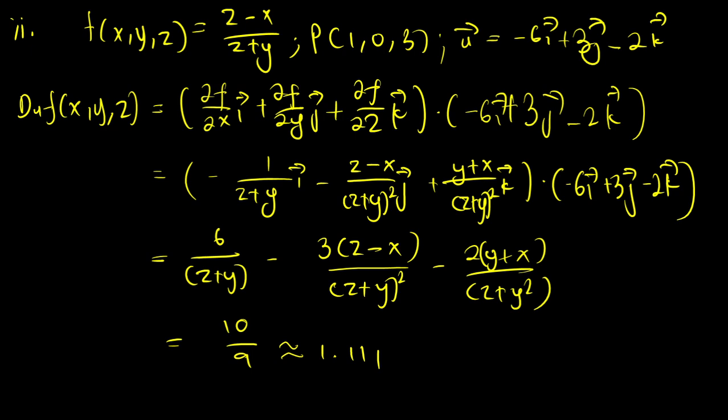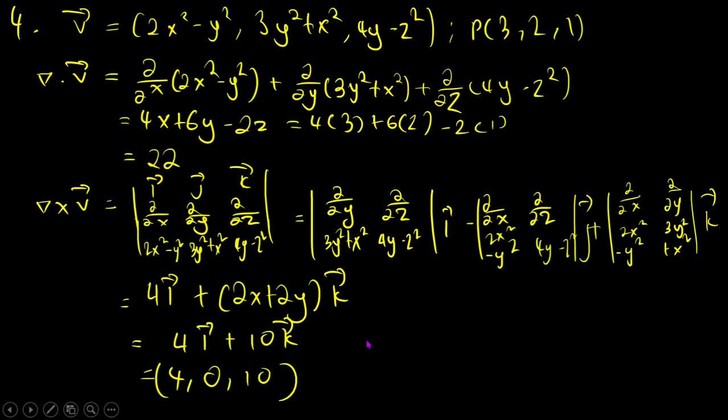For the second one, we do the same thing. We find the gradient of f dotted with vector u. Then we get this one, dotted with u, and we get 6 over z plus y minus 3 bracket z minus x over z plus y parenthesis squared minus 2 bracket y plus x divided by z plus y parenthesis squared. I missed writing this one, it's supposed to be the same as this. Then we just substitute the value and we get 10 over 9 or 1.1111.